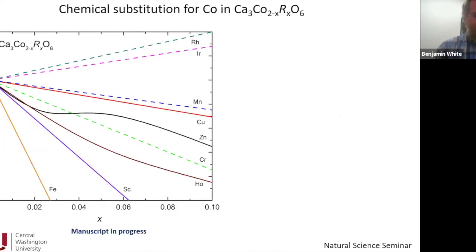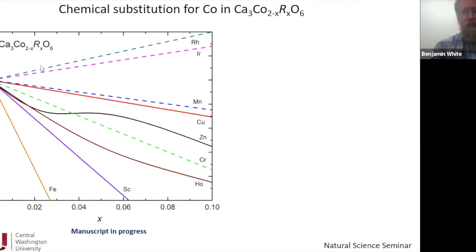A student who was working on this is working on a manuscript right now. We're looking at, more globally, what replacing cobalt with some other elements might do. Basically this is the change in the temperature at which we have magnetic order versus the amount of that element we put in. And you can see that, from the literature, basically our contribution was zinc. All these other ones are from the literature. But there's a wide variation.